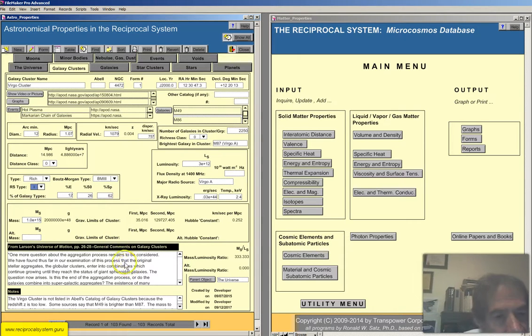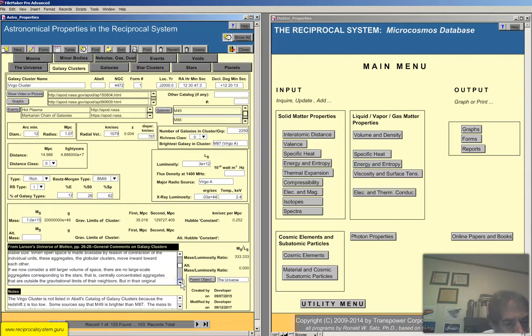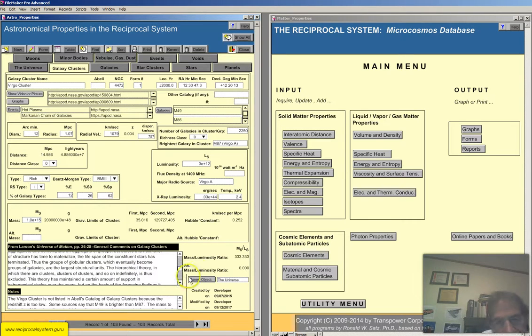And then I have a long quote from Larson's The Universe of Motion. Dewey Larson was my theoretical physics mentor. I'm not going to read this here, but you can see it's a very lengthy quote, so you can get an idea of how the reciprocal system describes clusters. Then we'll jump over here.